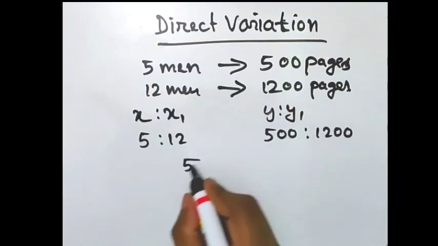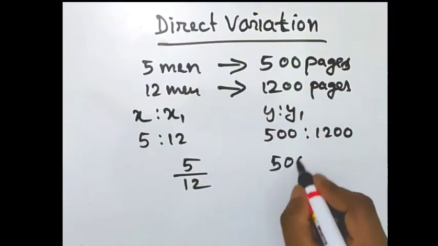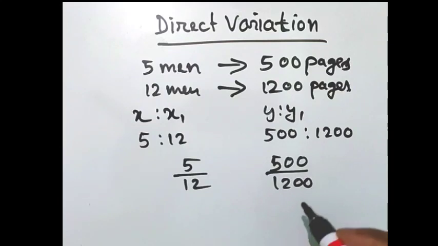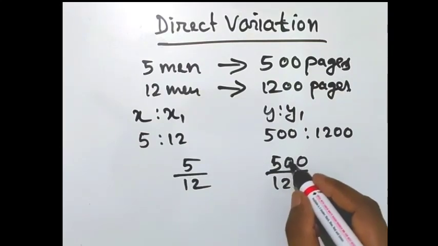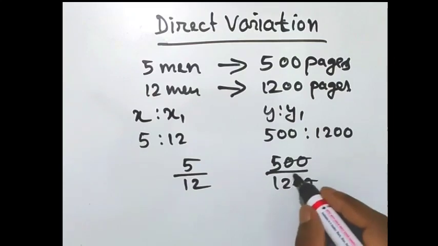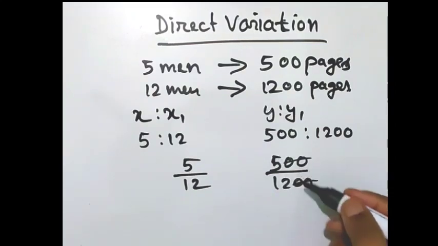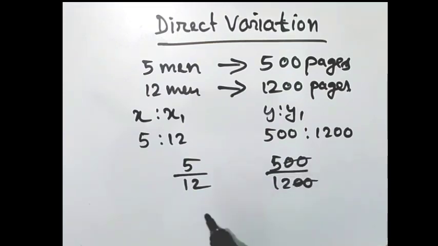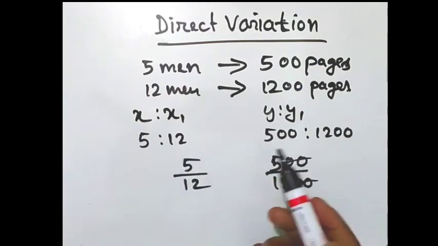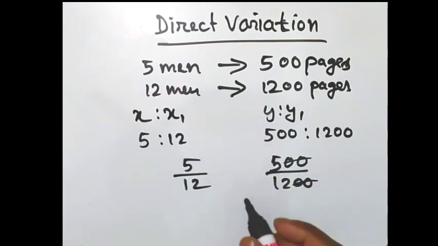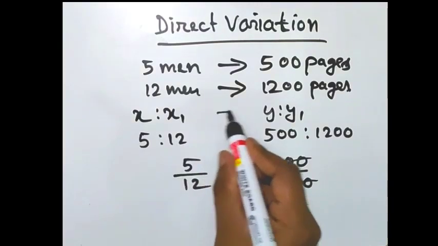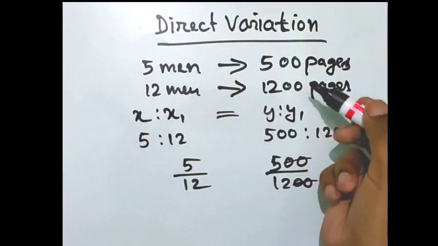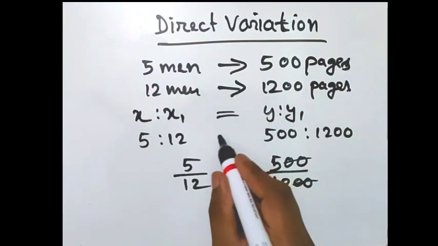Let's change it into fractions. 5 by 12 and this will be 500 by 1200. And if I reduce this fraction into the simplest form, we'll find that it will become 5 by 12, right? So dividing both the numerator and denominator by 100, we get 5 by 12. So we can clearly see that the two ratios are equal, right? So we can say it is clear that in direct variation, the ratio of two values of one quantity is equal to the ratio of the two values of the other quantity. Clear?